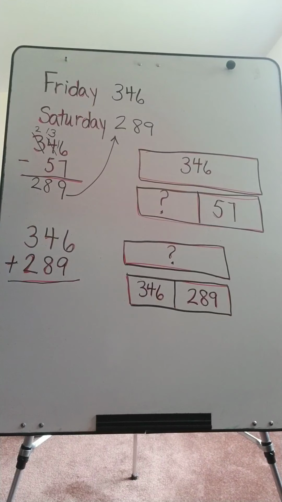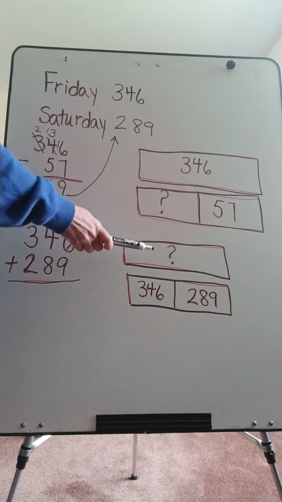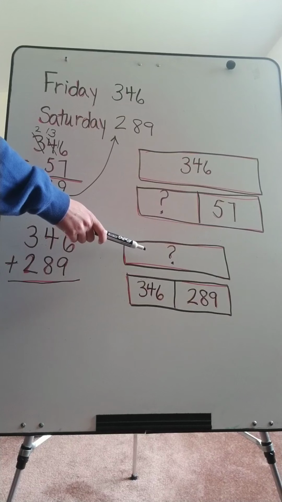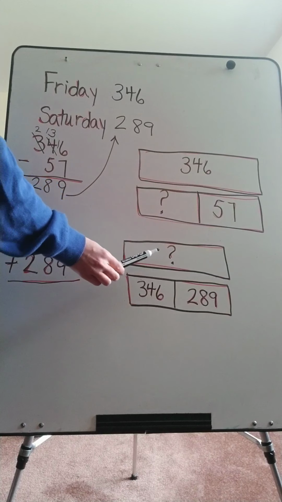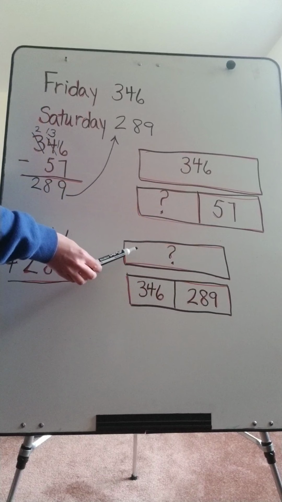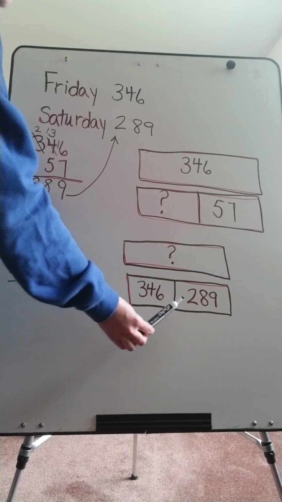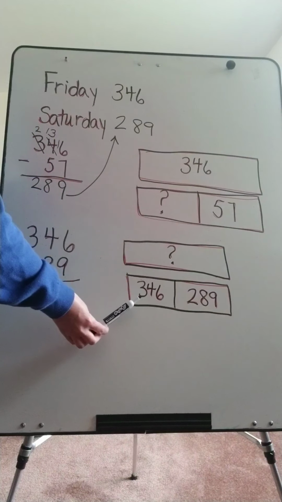Okay, towards the bottom of the page it says 346 people go to the play on Friday and 289 people go to the play on Saturday. How many people go in all? So again, two separate ways. We have the equation where we're going to add how many people went on Friday and how many people went on Saturday. That's going to give us the total. They also show you the model. Okay, so we want to know how many is in total. So that's going to be the question mark. And then we have our two numbers that we're going to be adding.